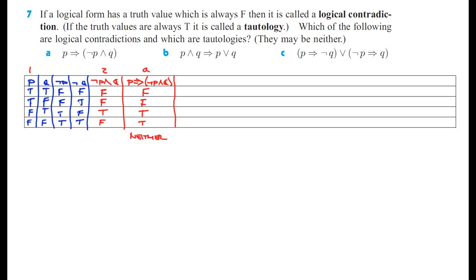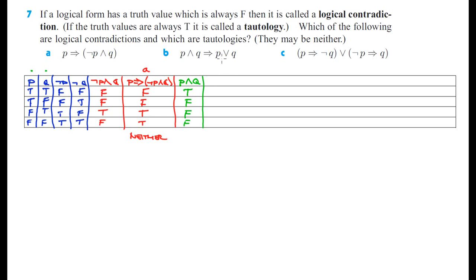Right, so that was A. Let's move on to B. So the first thing we need for B is P and Q. P and Q is just these two, right? Again, they have to both be true. So we got true, true, that's true. True, false is false. False, true is false. And false, false is false.